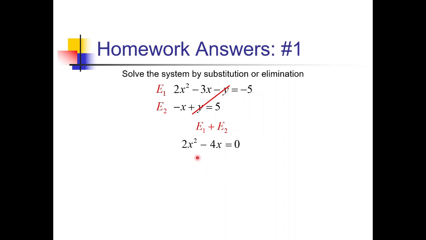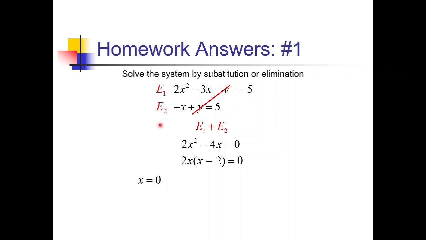Well, this one is actually going to be pretty quick to factor. I just have to take out a common factor here of 2x. That leaves me with x minus 2. All of that equals 0. And now let me go ahead and set each of these factors equal to 0. If 2x equals 0, that means that x equals 0. And I can plug that back in to get a y value that goes with it.